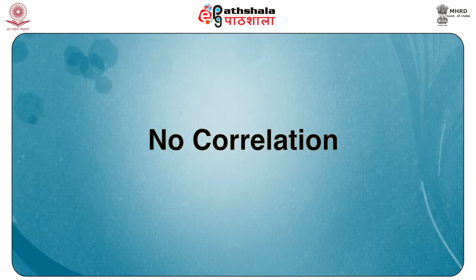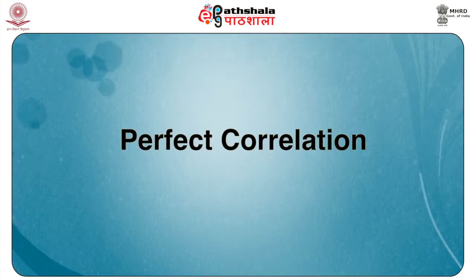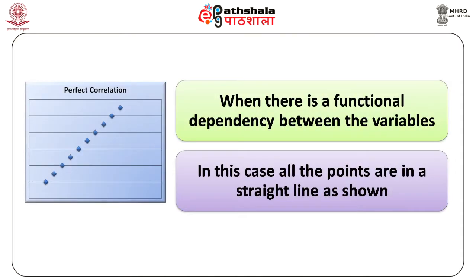Next is no correlation. When there is no linear dependency between the variables, it is reflected by a scatter diagram in which all points are unevenly scattered without showing any definite relationship, as house number and IQ show a similar scatter diagram. Hence, it is a case of no correlation. Perfect correlation. When there is a functional dependency between the variables, all the points are in a straight line as shown in this figure.